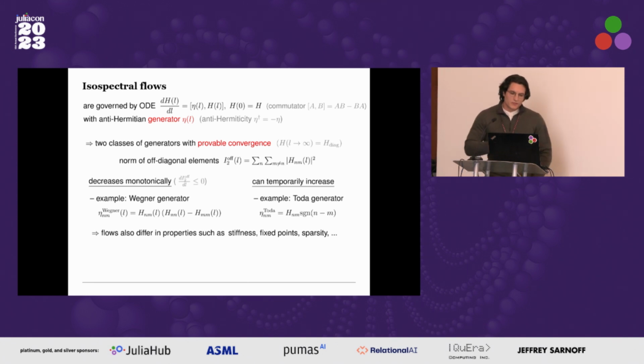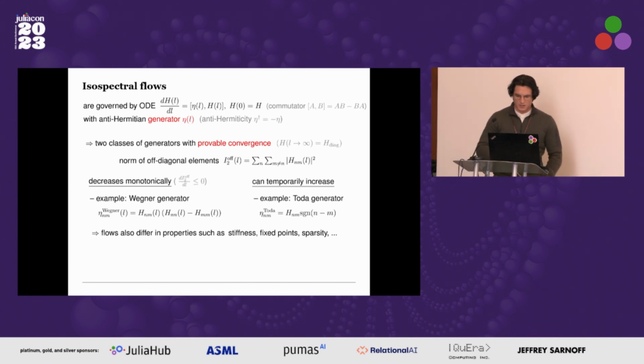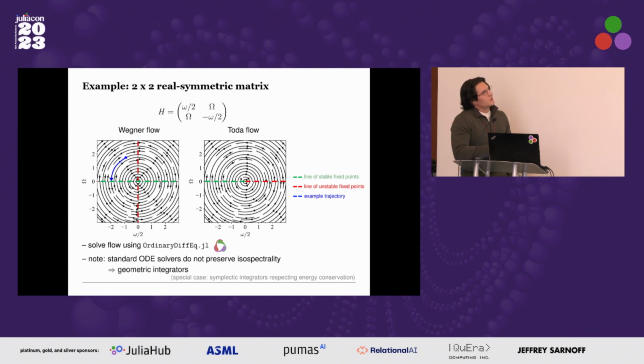Now, in general, different flows induced by different generators also have different properties, such as stiffness, or they differ in the number or nature of the fixed points, or how they preserve different sparsity patterns. As an example, let's consider this 2x2 real symmetric matrix, which has essentially two parameters, W on the diagonal and omega on the off-diagonal. Here you see the phase portrait for the Wigner flow, so the flow induced by the Wigner generator on the left, and the Toda flow on the right.